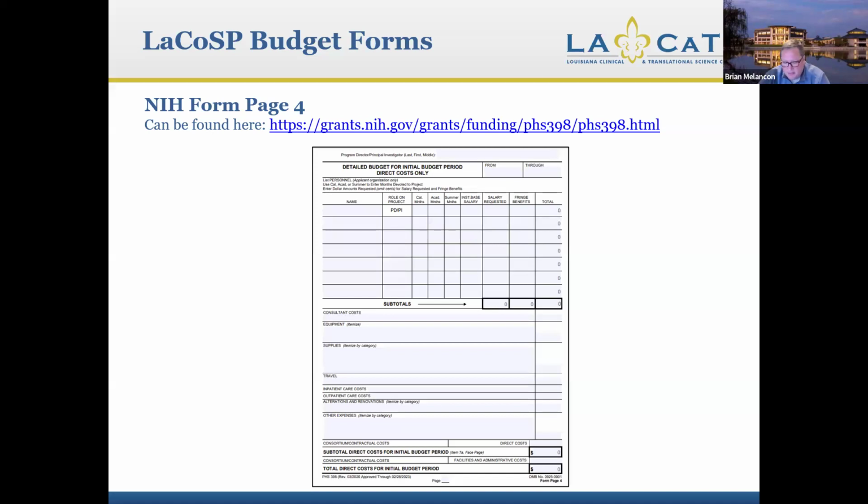So back to the form, page 4, we'll touch base on a few of these sections here and understand how to fill this out and what some of these categories mean.